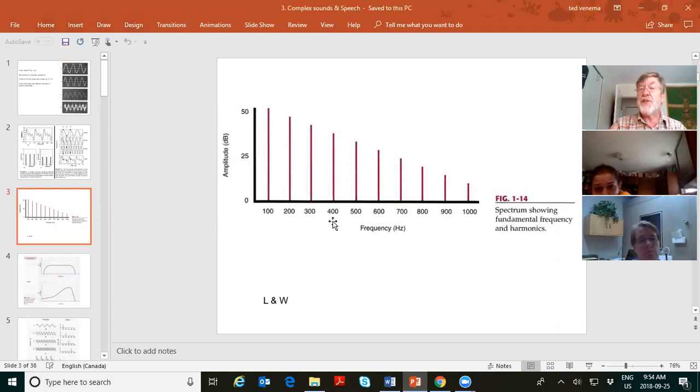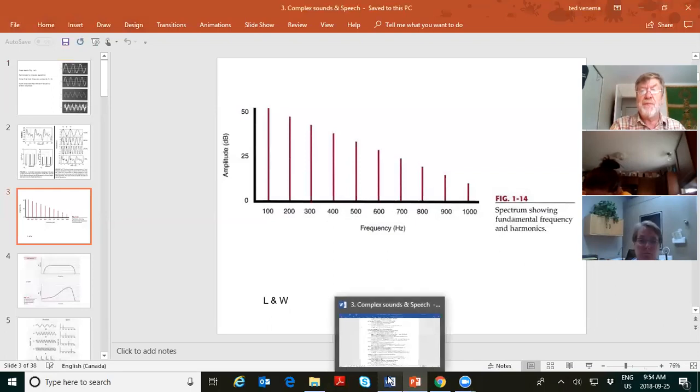What's going to be the next octave? 800. What would be the next octave? 1600. Okay? When you double the frequency, you go up an octave. Harmonics are different. They are simply equal multiples of the fundamental. Okay? Just this distinction between harmonics versus octaves.